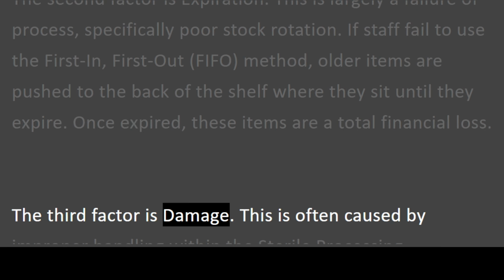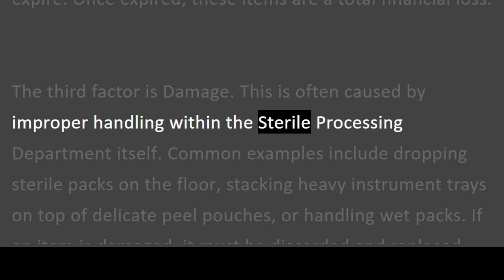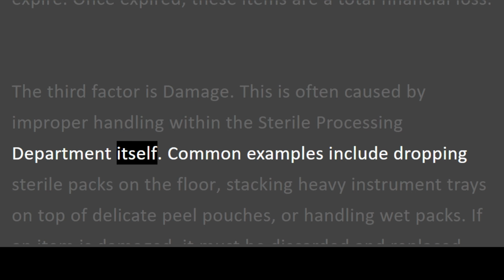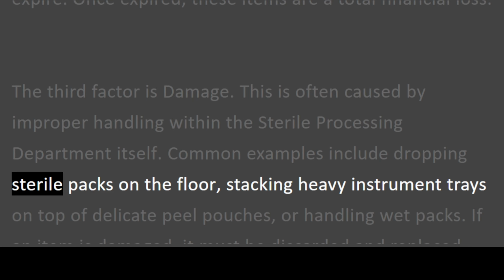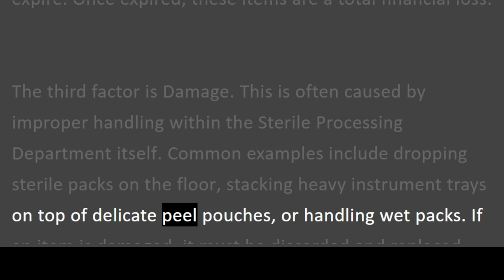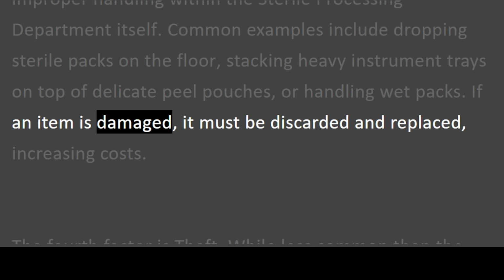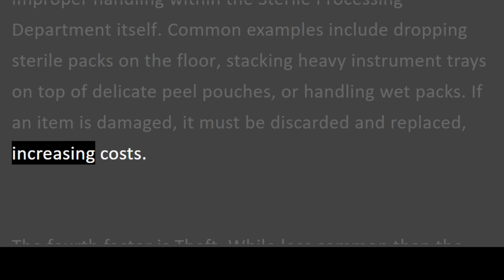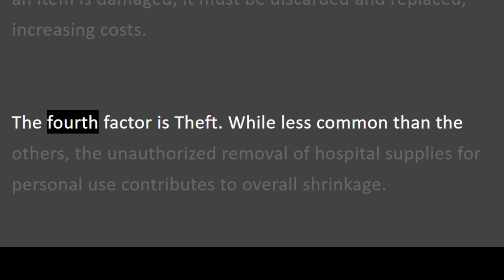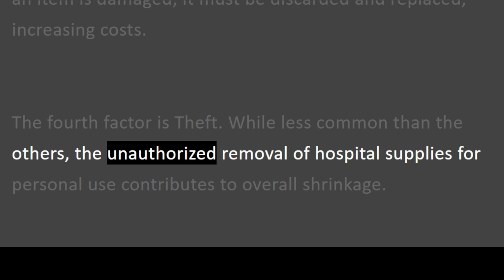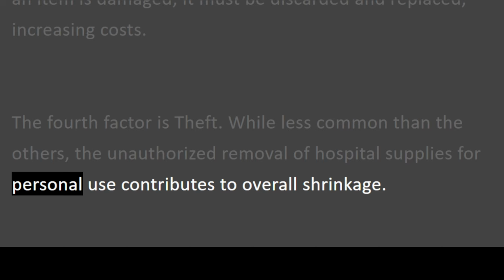The third factor is damage. This is often caused by improper handling within the sterile processing department itself. Common examples include dropping sterile packs on the floor, stacking heavy instrument trays on top of delicate peel pouches, or handling wet packs. If an item is damaged, it must be discarded and replaced, increasing costs. The fourth factor is theft. While less common than the others, the unauthorized removal of hospital supplies for personal use contributes to overall shrinkage.